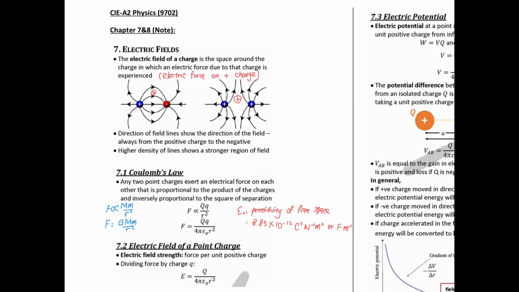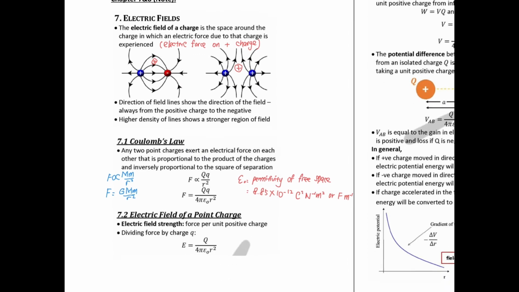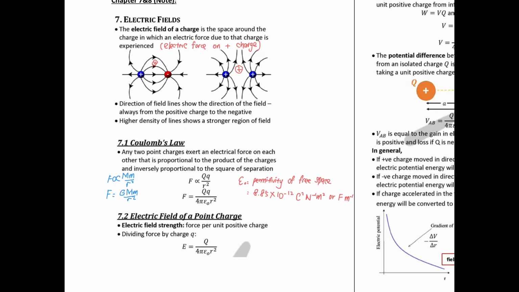Okay, so we have two options here. This value is given in the data booklet on the front page of the exam paper, so you can just look at that. Okay, so now let's move on.